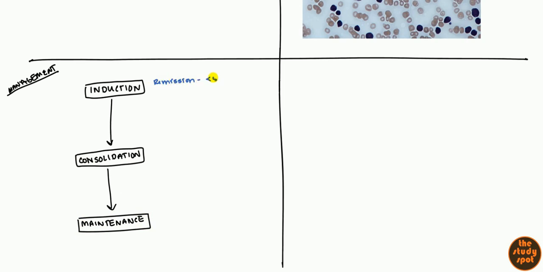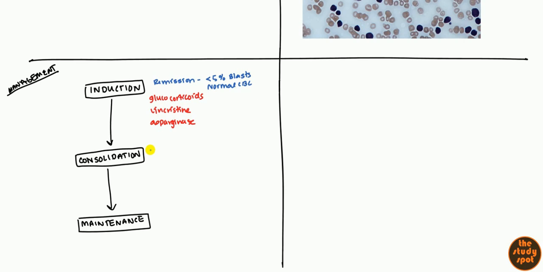Induction was basically you try to get remission, and remission was less than 5% blasts or a normal CBC. And in this phase, you generally used three drugs: glucocorticoids, as you know, that's immunosuppressive, vincristine, and asparaginase. So these were your three main chemotherapeutic agents during the induction phase.